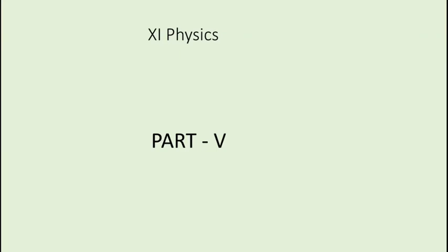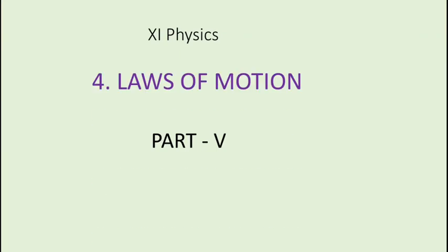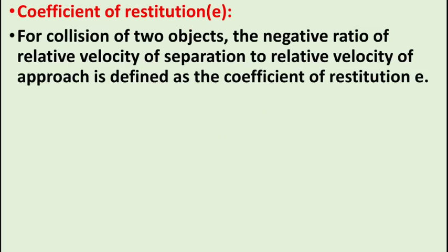In this session, we are going to talk about 11th Physics, chapter number 4, Laws of Motion, part 5. First point is coefficient of restitution, E. For collision of two objects, the negative ratio of relative velocity of separation to relative velocity of approach is defined as the coefficient of restitution E.